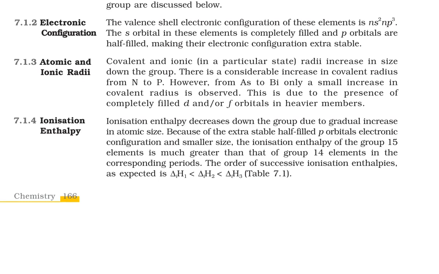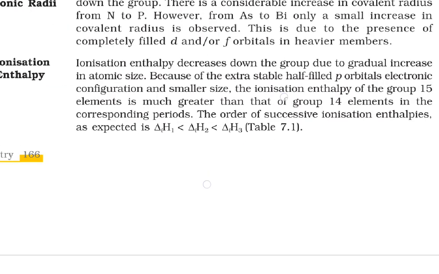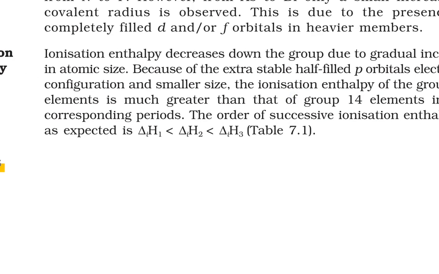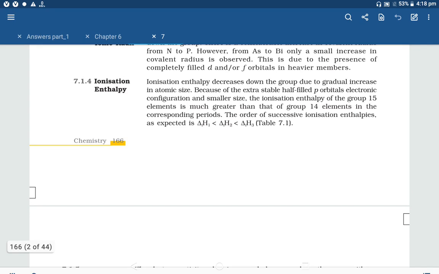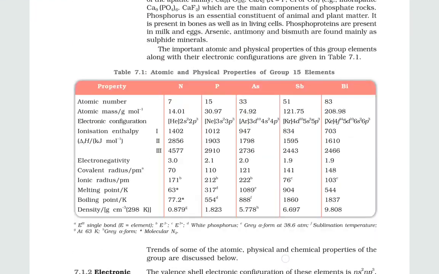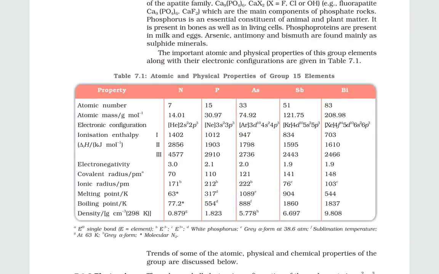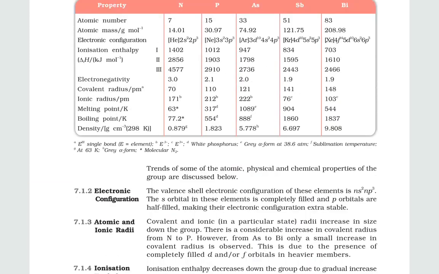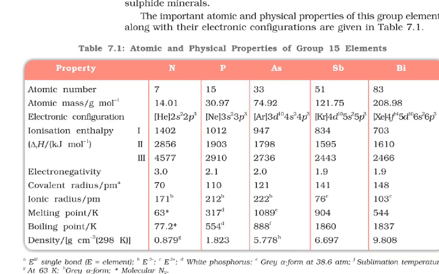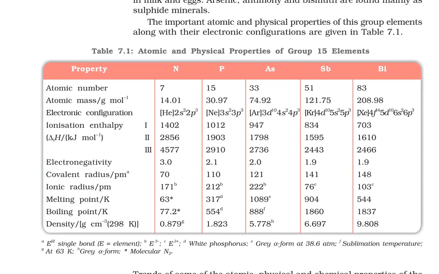The order of successive ionization enthalpy, as expected, is, you can read what is written, ΔiH1 is smaller than ΔiH2 is smaller than ΔiH3. So we have to refer to table 7.1 for this. So this is 7.1. You can see the ionization enthalpy where it is written. Yes, we can see it is decreasing down the group.